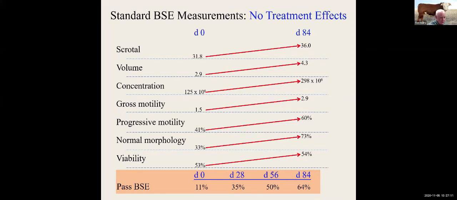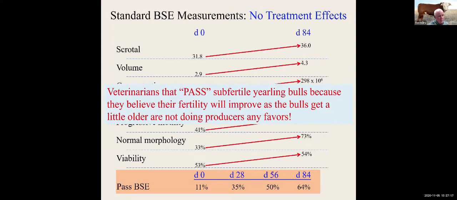Okay, so we know that this is improving generally across bulls, and it did again in this treatment. Again, that comment about veterinarians that pass subfertile yearling bulls because they believe their fertility will improve as the bulls get older are not doing producers any favors, because a number of those bulls don't improve.